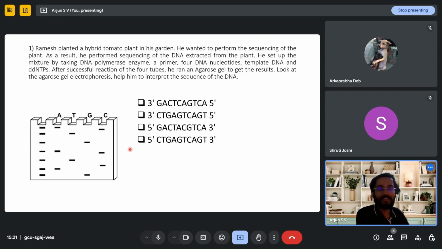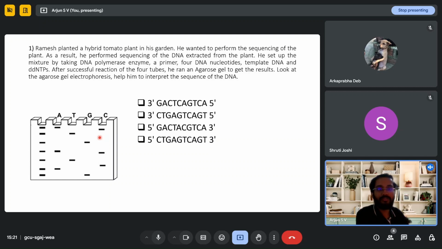So everything is a proper replication of the Sanger sequencing method that we saw in the previous slides as well. He has taken out the sample, used the polymerase enzyme, primers, the dNTPs, ddNTPs, template DNA, and after the reaction is done, he has also run an agarose gel. They are asking us to look at this. This is the final gel that he has got. From this, they are asking us to interpret the sequence of this DNA. So what could be the possible DNA sequence?